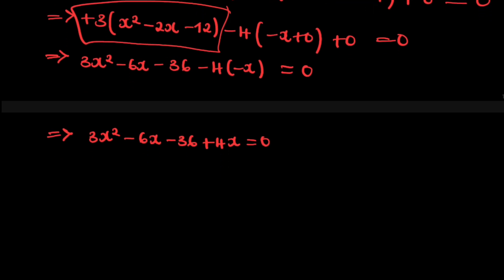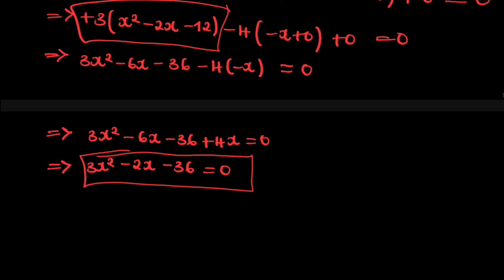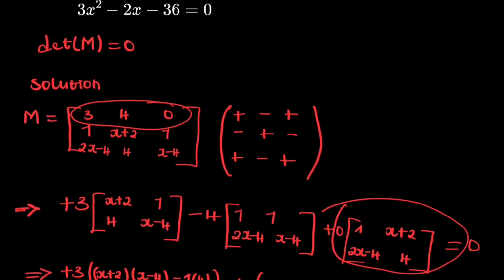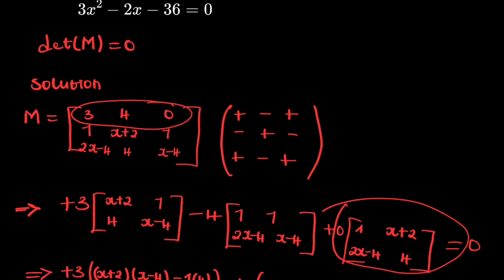Let's continue. We can already see what we are looking for. So 3x squared, we bring like terms together. So we can simplify minus 6x plus 4x. So that will give us minus 2x minus 36 equal to 0. This is what we are looking for. This is what we are supposed to prove. And that is all for the question. Very short and very simple.